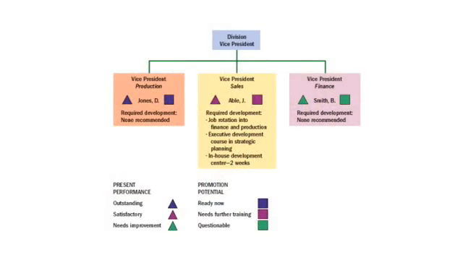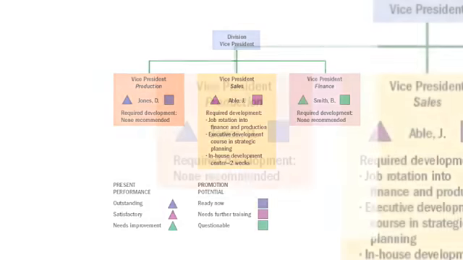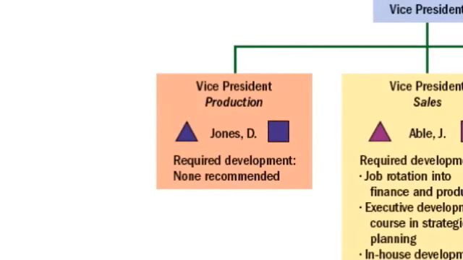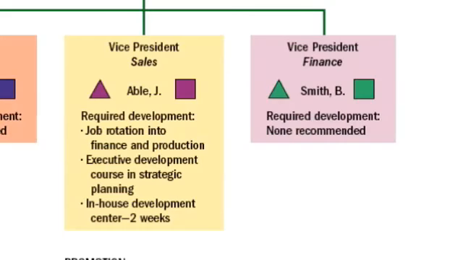Here is an example of a replacement chart for a top management position. As you can see, there are 3 people that are next in line for the promotion, but some are more qualified than others. For example, if the division vice president were to resign today, then Jones is the only one who is qualified to take over the job immediately. The other 2 possibilities still need further development or are not promotable.